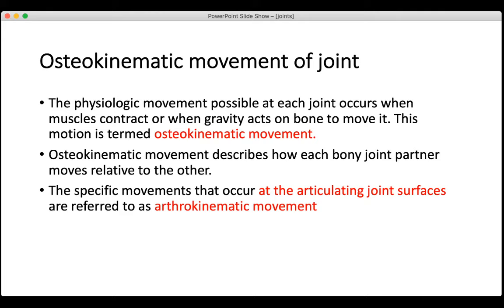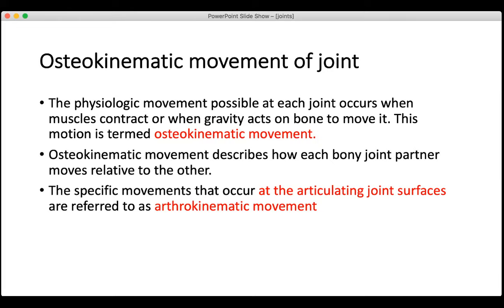So third point, please focus on third point. The specific movements that occur at the articulating joint surfaces are referred to as arthrokinematic. That means the movement I cannot see. In layman language, I cannot see the bone surfaces with my bare eye. Can I see?